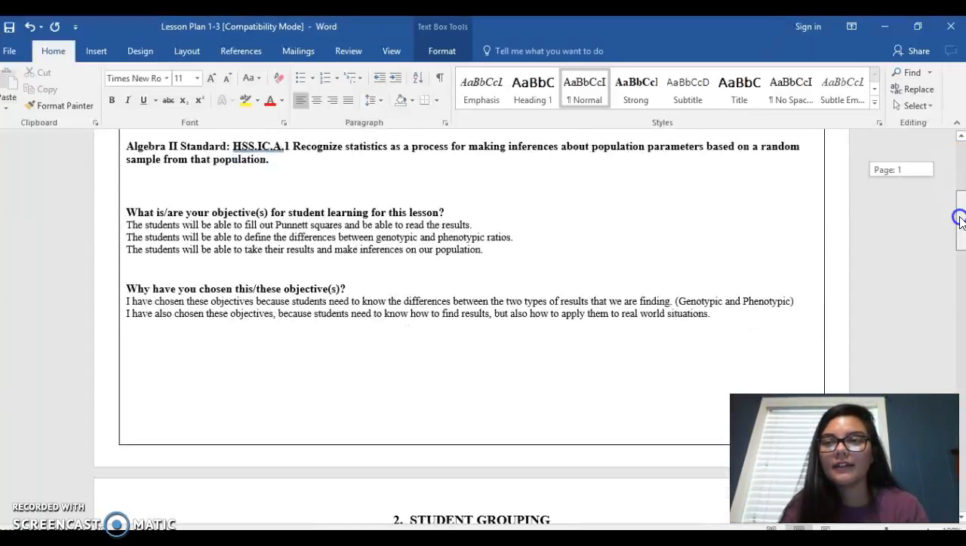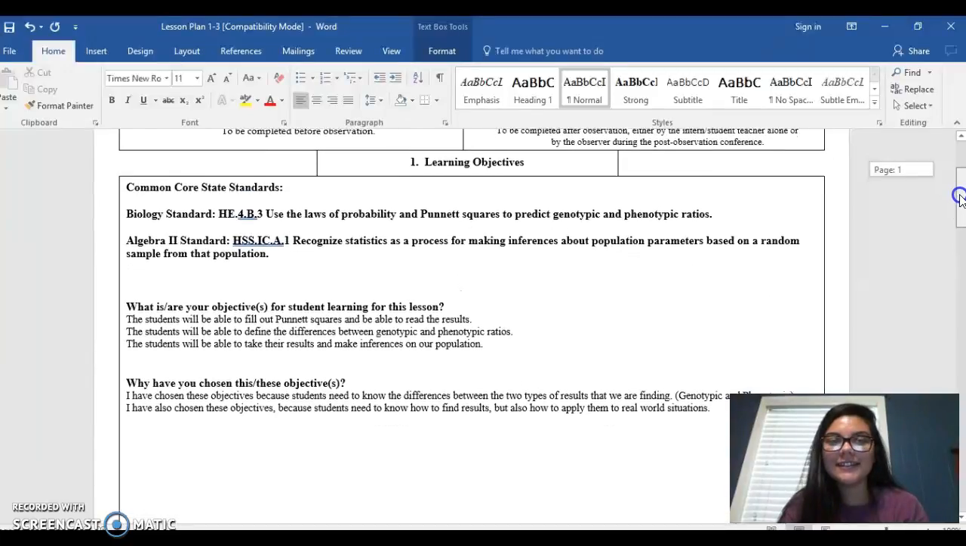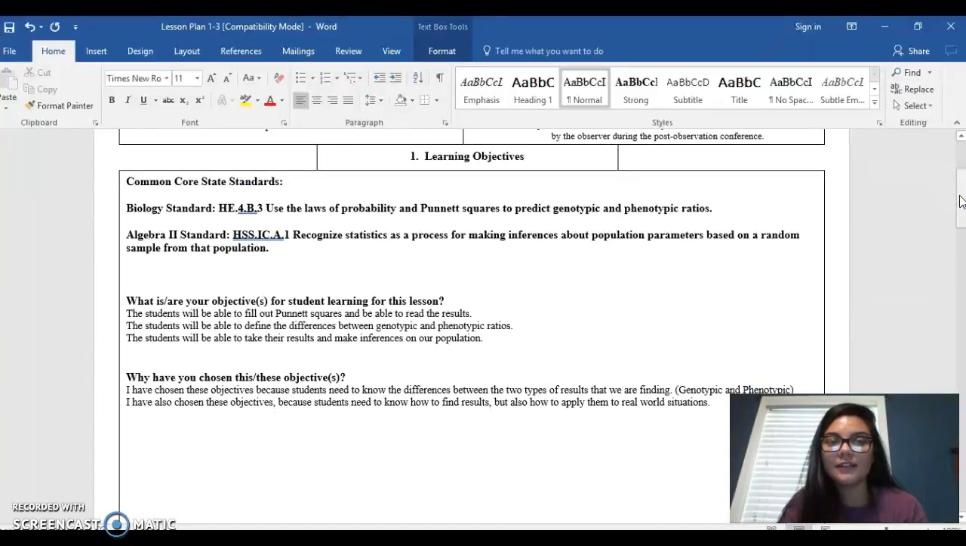Okay. So the standards that I chose to do my lesson on were the biology standard HE 4B3, which falls into hereditary and evolution. And that standard is use the laws of probability and Punnett squares to predict genotypic and phenotypic ratios. The math standard that I chose to pair with it is HSSICA 1, and that standard is from Algebra 2, and it's to recognize statistics as a process for making inferences about population parameters based on a sample from that population.